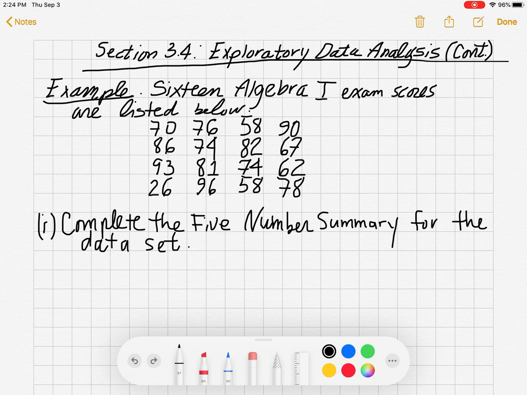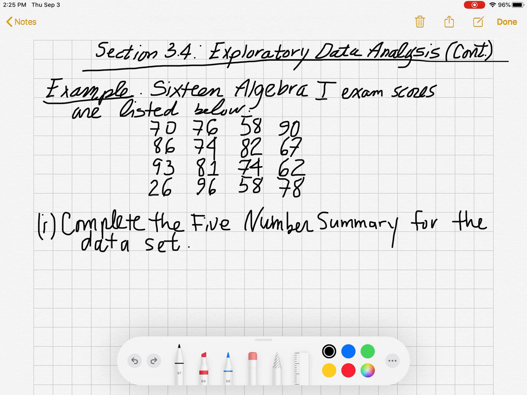So in our first problem, in the first video, we had 13 data values, right? That was an odd number of data values. So I'm going to look at a case where you have an even number of data values. In this case, we have what? 16 data values. 16 Algebra 1 exam scores are listed below. So these numbers represent 16 Algebra 1 exam scores.